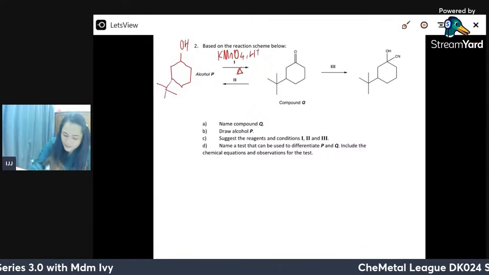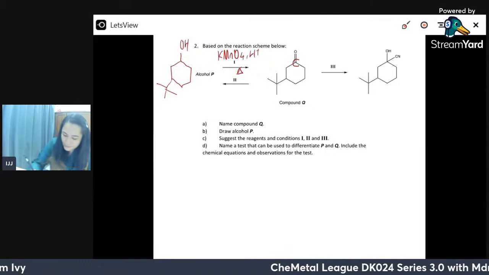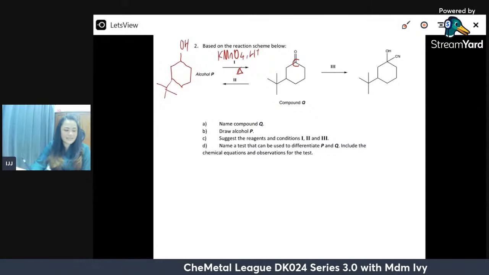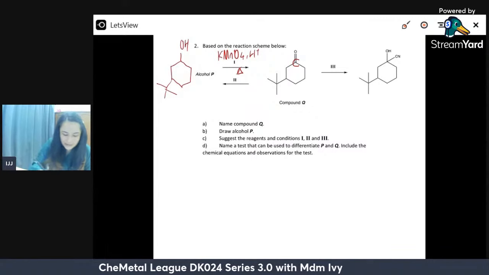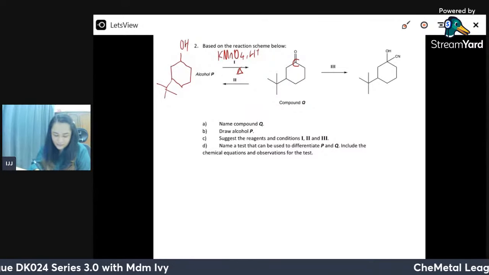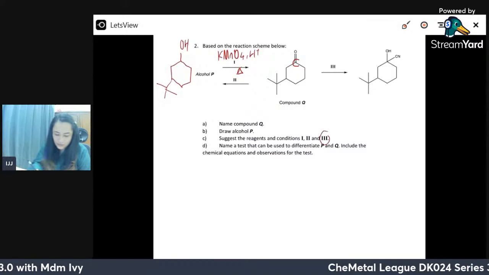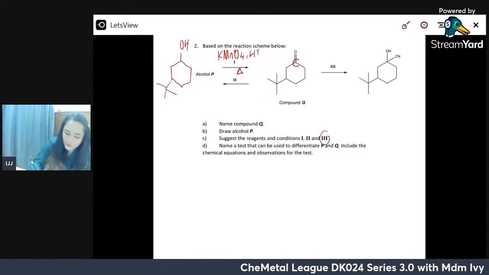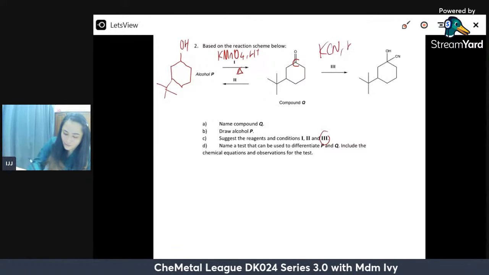Okay, so if you look at here, carbon here, lepas tu dia masuk ni, this is actually reaction of what? Condition heat lah, mesti kasih condition heat. Okay, so and then suggest reaction for number 3 tu, dia dapat 3, they actually react with KCN in the presence of SC.